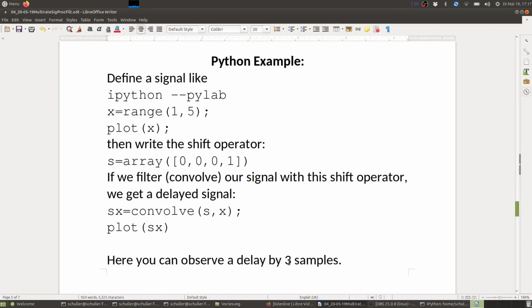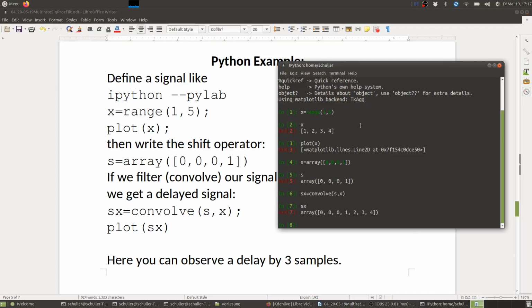So here a little example. We have now an IPython minus PyLab example, so let me open it. We have x, range of 1,5, and this gives us an array from 1 to 4, right? And then we have s. So s has a 1 at position 0, 1, 2, 3, so it has 3 zeros and then a 1. So this is our s, and then we can convolve the two, and we can see that the resulting sequence is delayed by 3 samples.